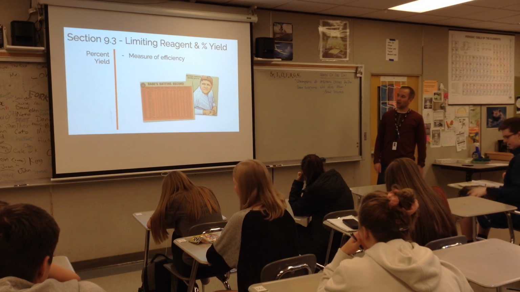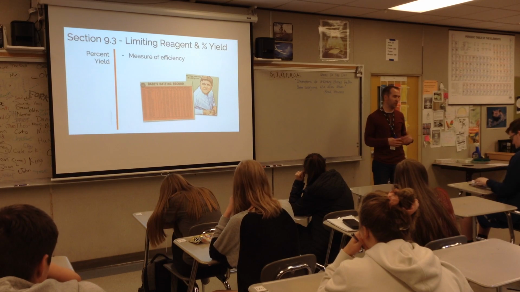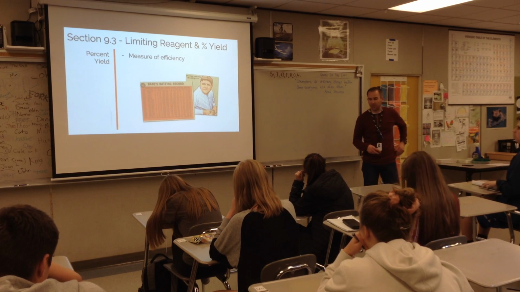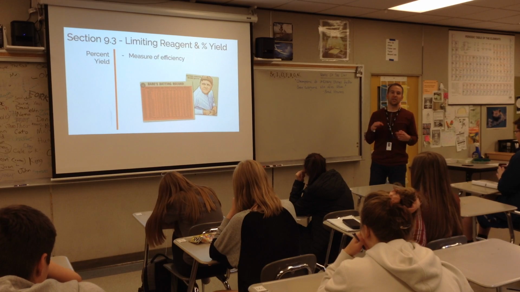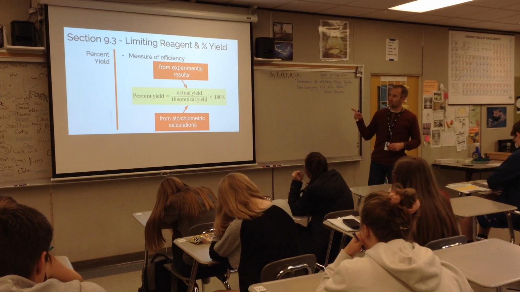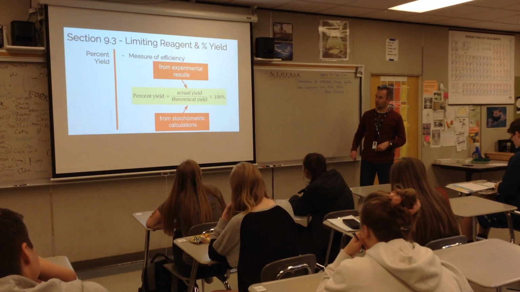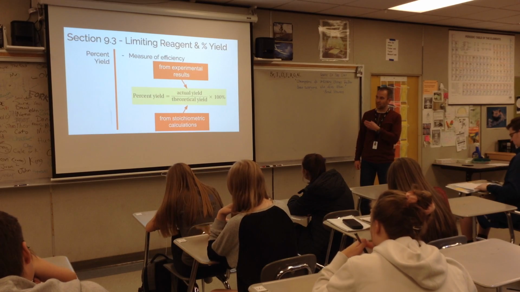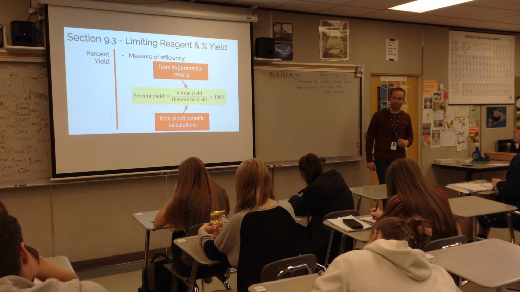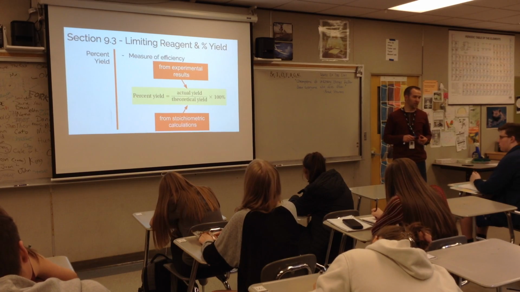But we calculate it just like we would any other percentage or batting average or free throw percentage or 3-point percentage. It's a very easy calculation. Our equation that we use is percent yield is equal to our actual yield divided by our theoretical yield multiplied by 100 to get us to a percentage.